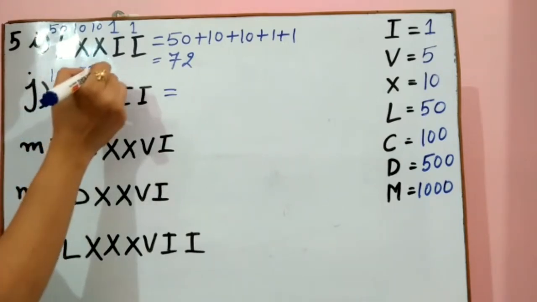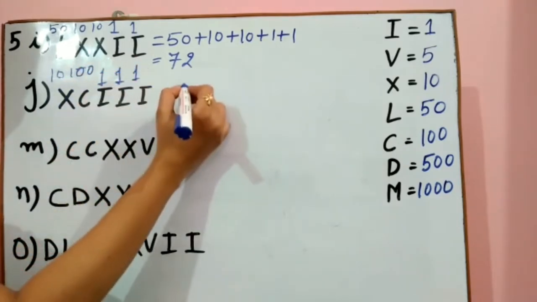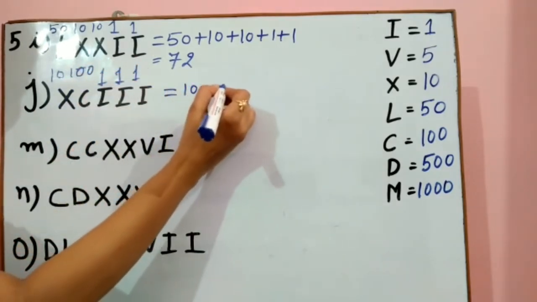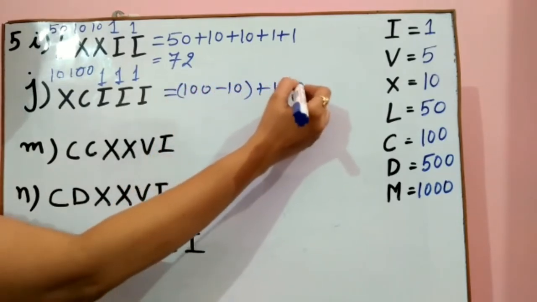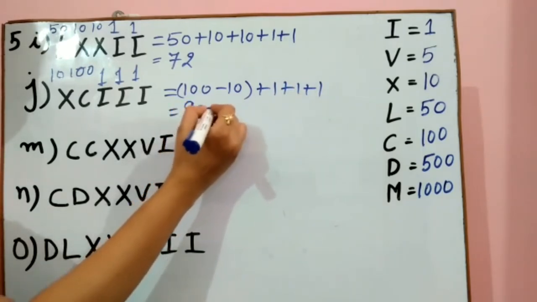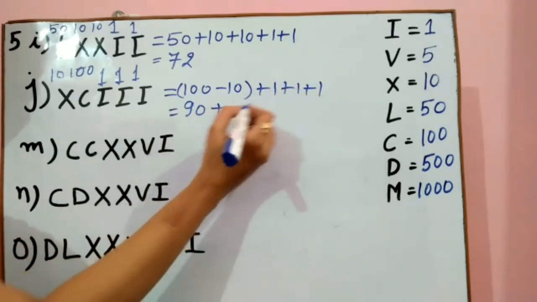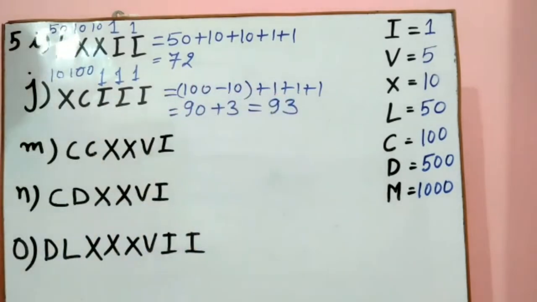The next, X is 10, C is 100, I is 1. 100 minus 10 plus 1 plus 1 plus 1. 90 plus 1 plus 1 plus 1, 3, is equal to 93.